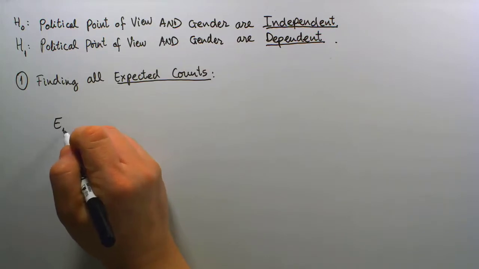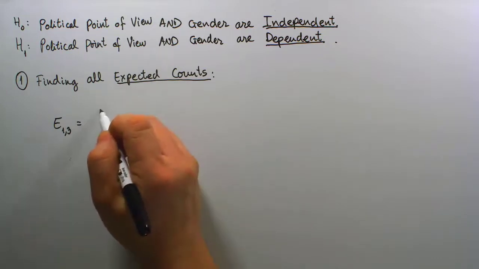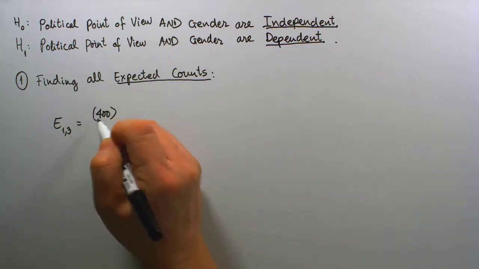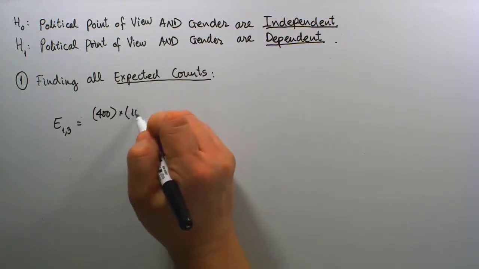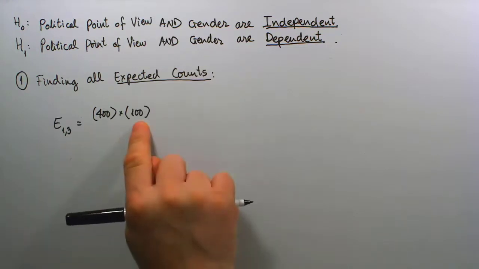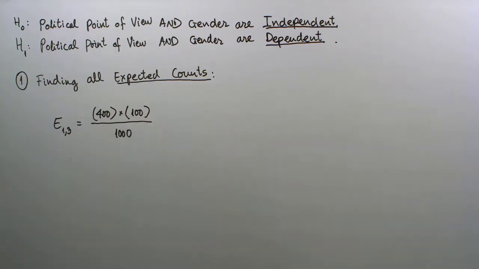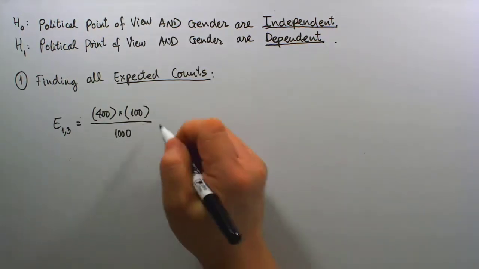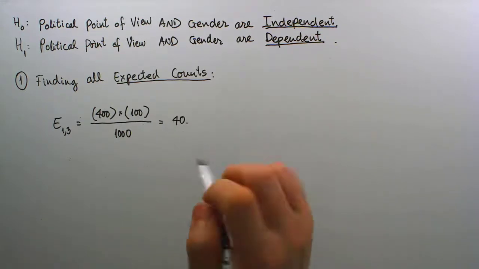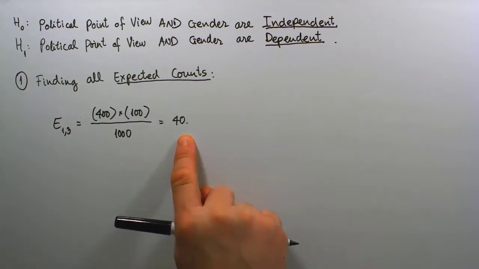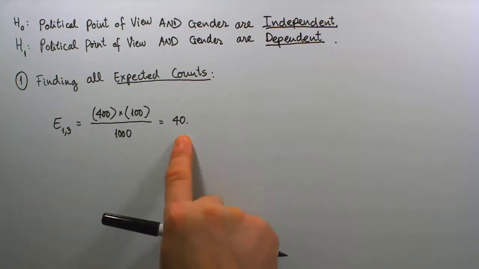Expected count for row 1, column 3, which is the last entry on row 1 right here, is going to be 400 for row 1 total, multiply with 100 for column 3 total. And I'm dividing that by 1,000. And the calculation here gives me 40. And of course, any viewer viewing this video, or even my students, feel free to pause any of my steps right here in this video to double check with my calculation here.